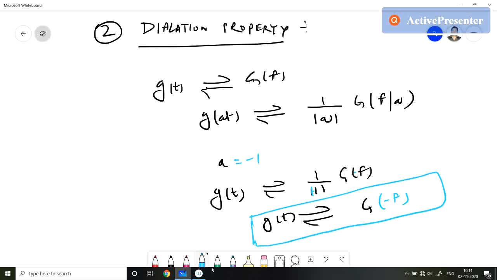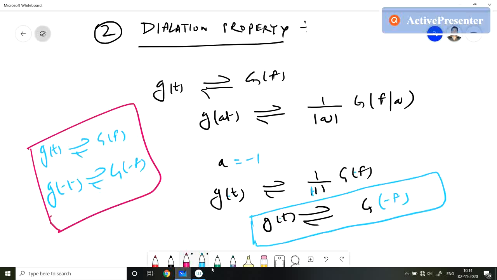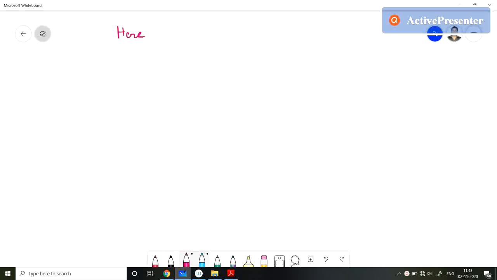So if gt has Fourier transform gf, then g minus t should have Fourier transform g minus f. This is called the dilation property. Some important results are there in this dilation property. Let us discuss these points. Here a is the dilation factor, and one important thing about a is that a is a real number.